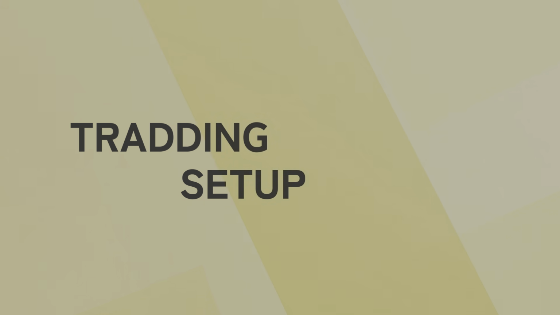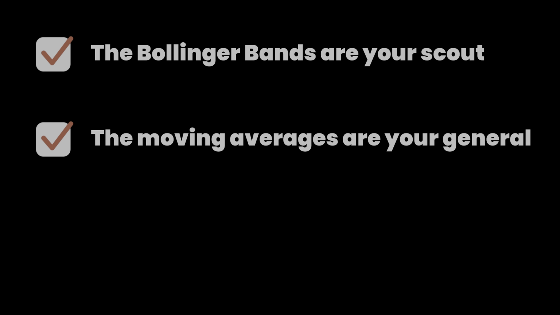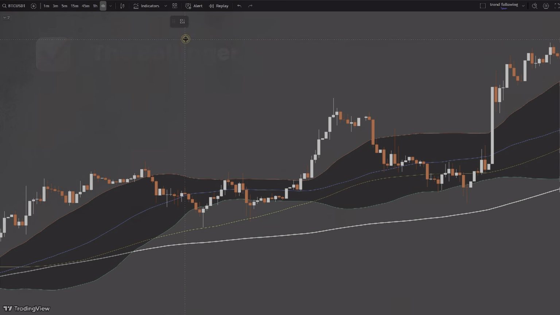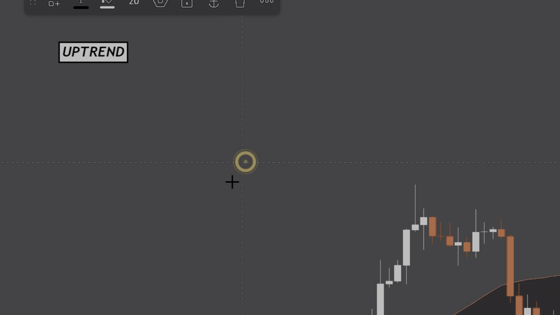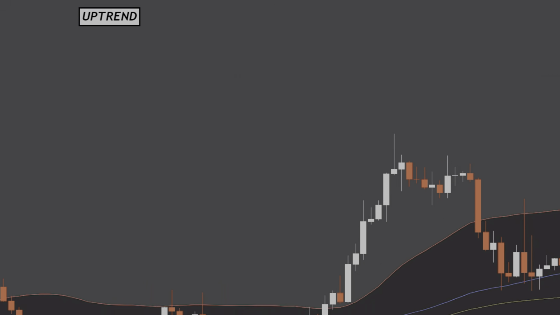So to make it super simple, the Bollinger Bands are your scout, finding moments where the market is storing energy. The moving averages are your general, giving you the green light and telling you which direction to attack. Now we combine these two forces. When our scout, the Bollinger Bands, signals a tight squeeze, we look at our general, the moving averages, for our direction.